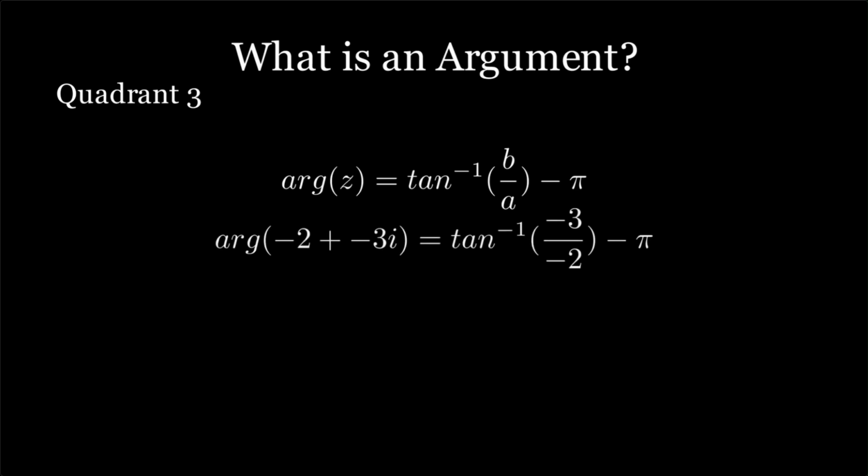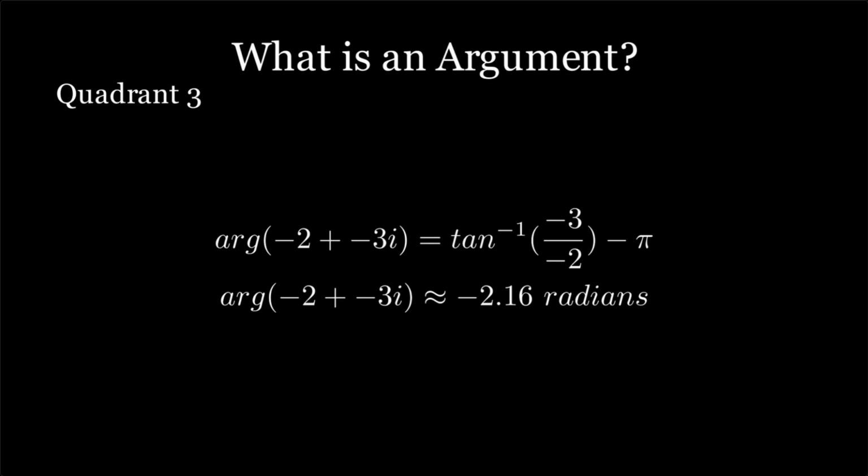And so we can figure out that the argument of z is the inverse tangent of b over a minus pi. Now let's do an example where we find the argument of -2 plus -3i. That's equal to the inverse tangent of -3 over -2, and then we subtract pi from that. And we see that our argument is approximately -2.16 radians.